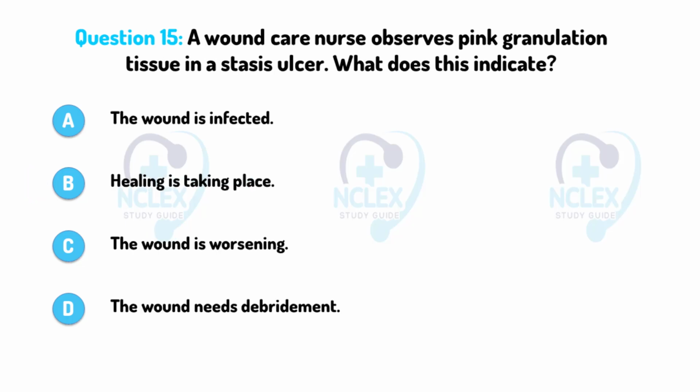Question 15. A wound care nurse observes pink granulation tissue in a stasis ulcer. What does this indicate? A. The wound is infected. B. Healing is taking place. C. The wound is worsening. D. The wound needs debridement. Correct answer. B. Healing is taking place. Explanation. Pink granulation tissue is a sign of healthy wound healing, indicating that new tissue is forming.